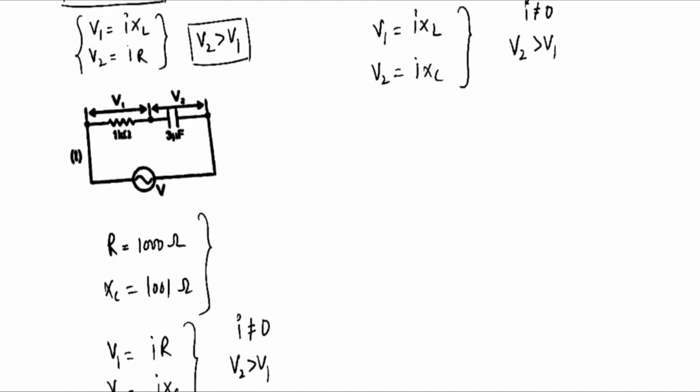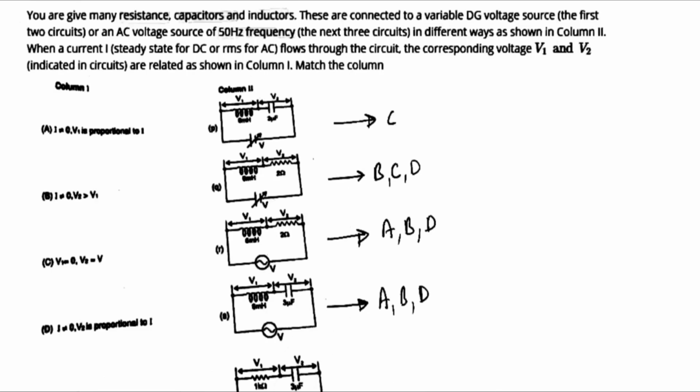So according to that relation, A is correct, B is also correct, C is not correct, and D, I is not equal to 0 and V1 is proportional to I, that is also correct. Okay, so this is our answer.